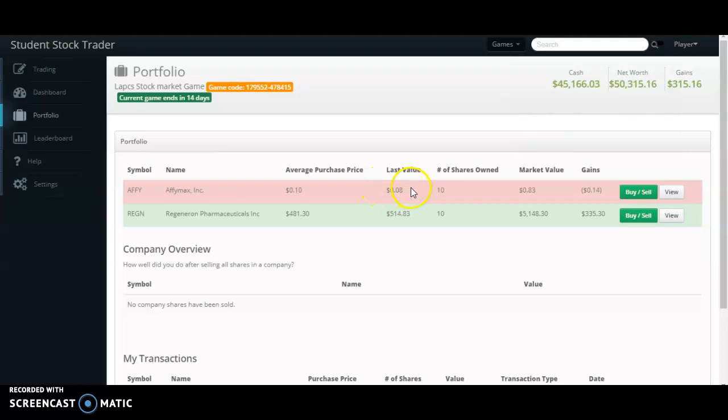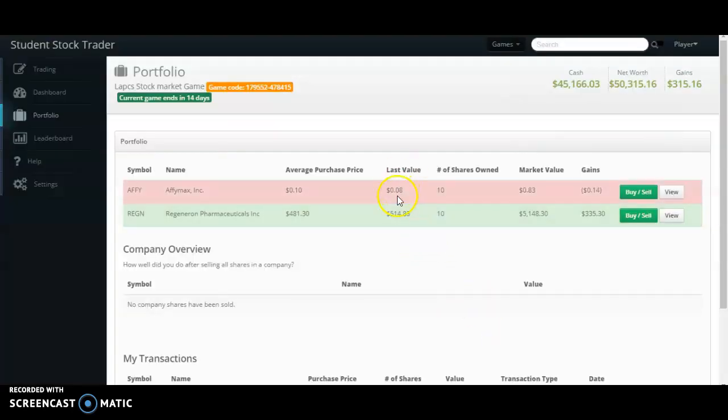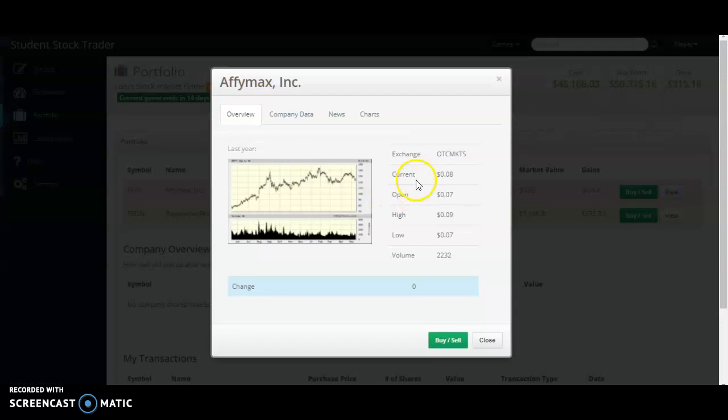the last value is. So if you don't know what to put for that, I only have 2 stocks on my page. If I take a view of this, it's whatever the current is. So the last value would be the current price. And as you can see here, my price for Regeneron has definitely gone up, but my price for Afimox, I don't know how to say that, has gone down. So you can see what the current view is, which is the last value view.